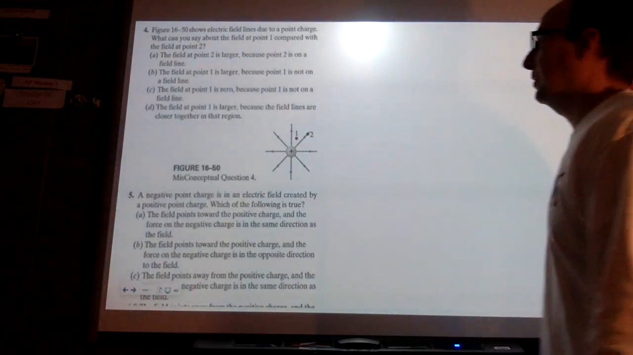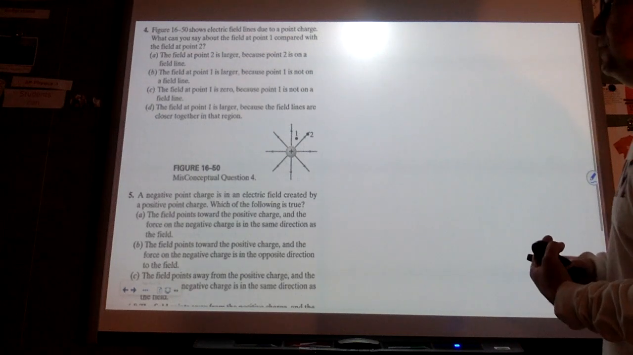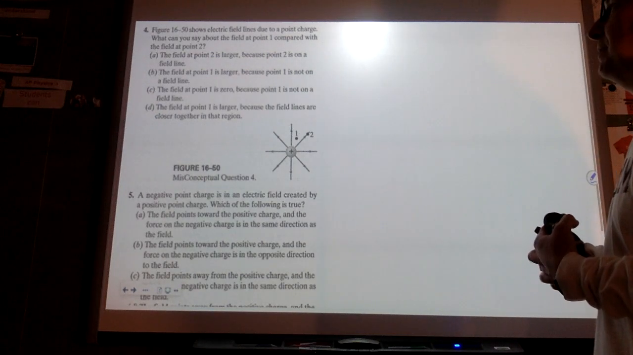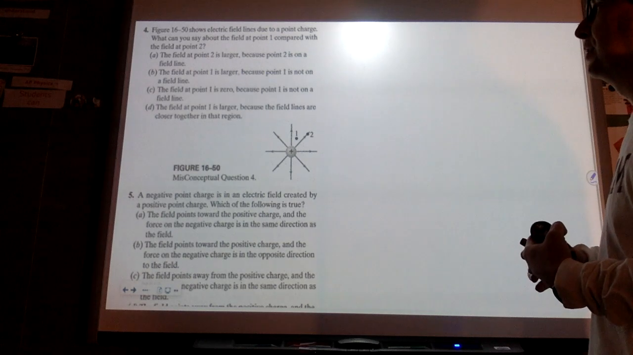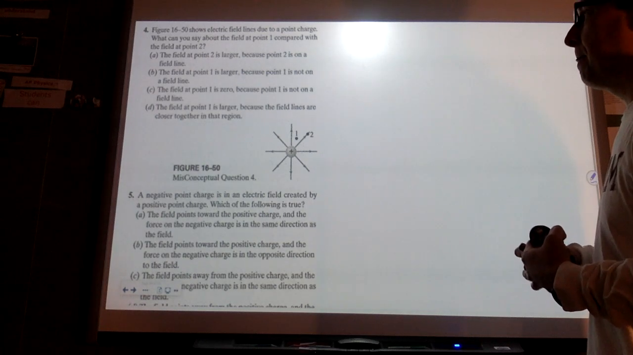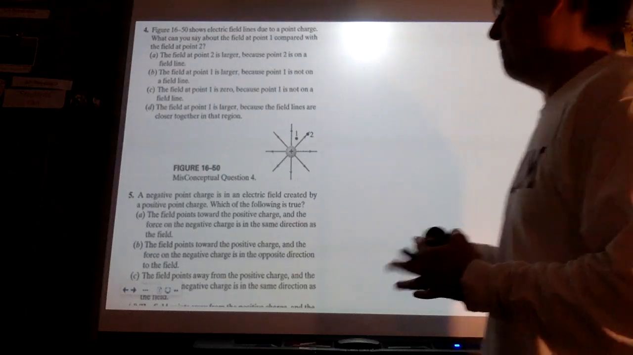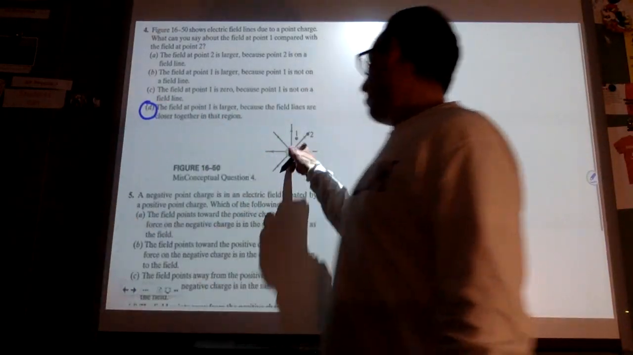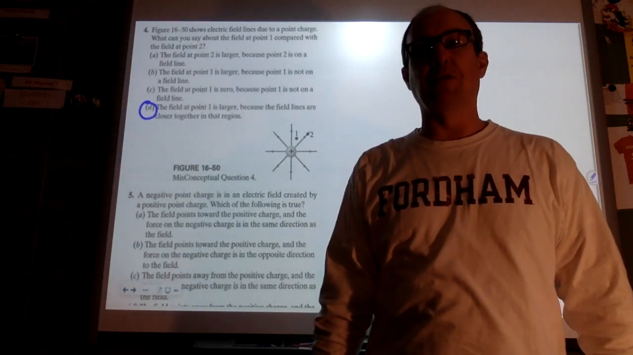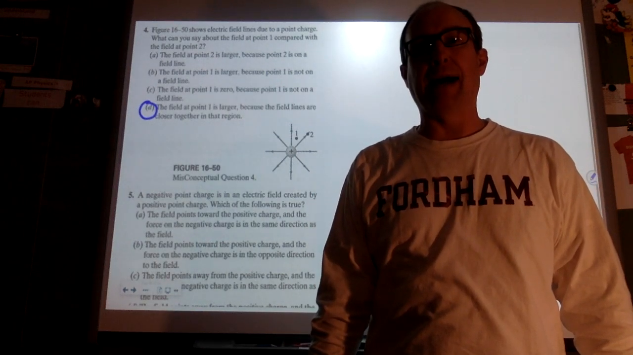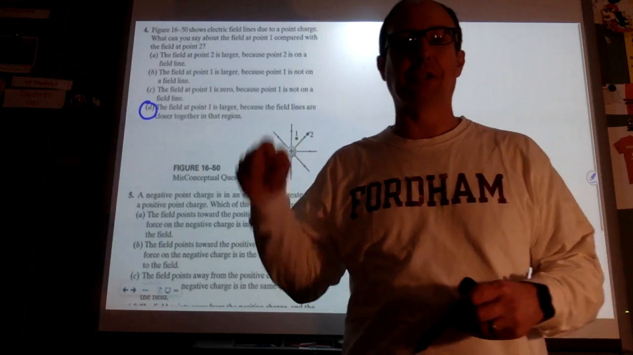Figure 16-50 shows electric field lines due to a point charge. What can you say about the field at point 1 compared to the field at point 2? Yeah. The closer you are to the charge, the bigger it is. So it doesn't matter whether you reside on a field line or not. The electric field is how closely the lines are bunched together. So D is our best answer.